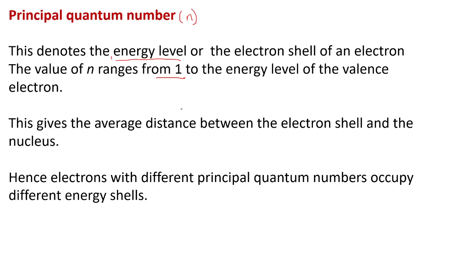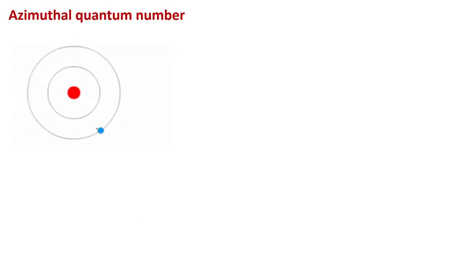Now what is this number important for? This is going to tell us the average distance between the electron shell and the nucleus, and hence it is very important for us to know in which shell the electrons are present. So this is about the first quantum number, which is the principal quantum number.